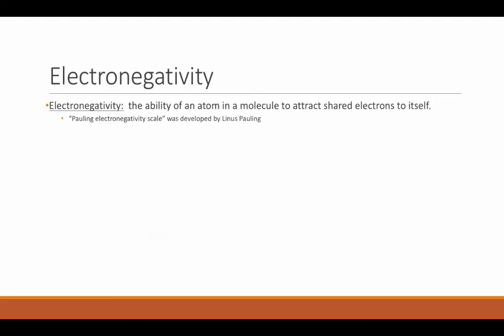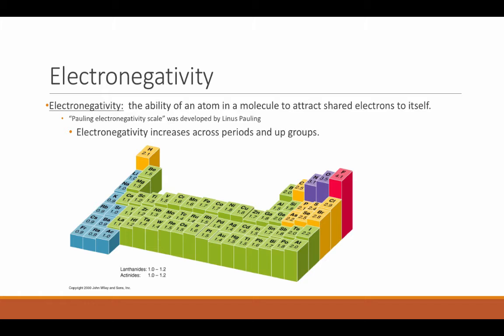Electronegativity was first quantified by Linus Pauling, using the Pauling electronegativity scale. The general trend for electronegativity is that it increases across a period and increases up a group. Here you see fluorine has the highest electronegativity and francium the lowest. This is a relative scale with all values based on some standard. Usually in this class it'll be sufficient to use the trend to predict polarity rather than using actual values.